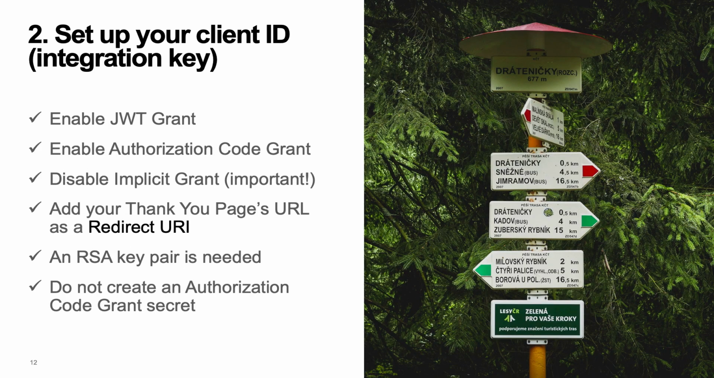Step 2. Set up your client ID. That's your integration key. Remember that the DocuSign term integration key means the exact same thing as the OAuth term client ID. To use an integration key for JWT Grant authentication with individual consent, it needs specific settings. In particular, it is important to disable implicit grant, since implicit grant enables a client ID to be used without a secret key or RSA key pair. You will also set the URL of your consent thank you page as a redirect URI for the client ID.